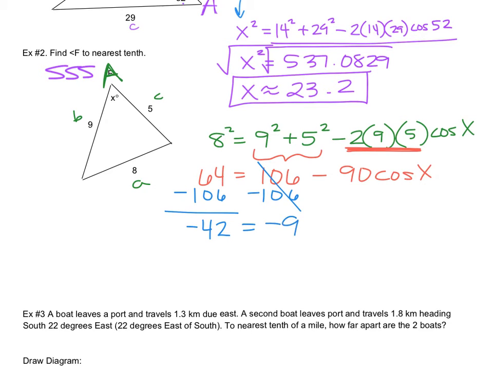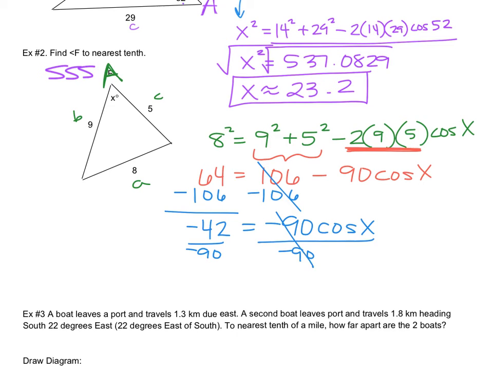Negative. Yes. Don't forget that negative. Negative 90 cosine x. Okay, now remember, cosine x right now is representing some value. You cannot divide by negative 90 cosine. That doesn't make sense. You can't take just a cosine. You need a cosine of a number. So we need to do this in 2 steps. We need to first divide by the negative 90.